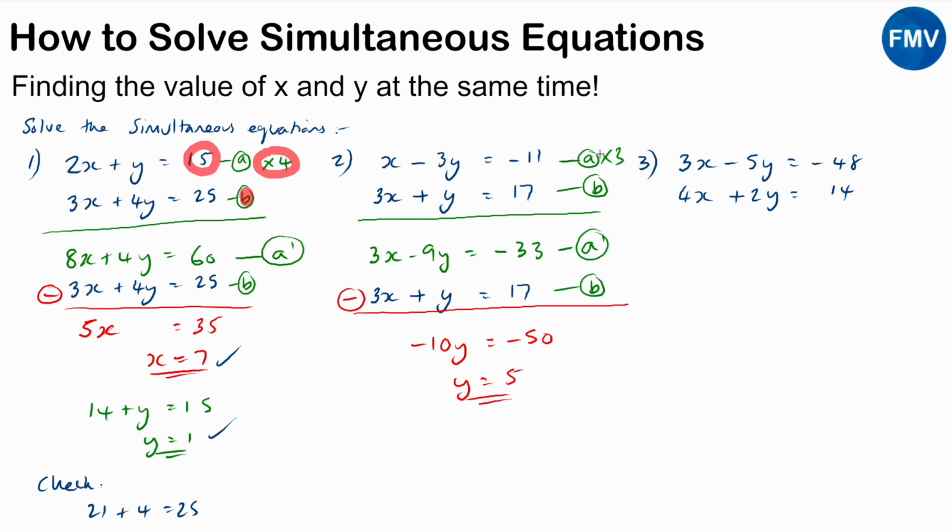Substitute the 5 back into either A or B. I'm going straight back to A. So I'm left with x minus 3 multiplied by 5 is minus 15, and that is equal to minus 11. Add 15 to both sides, x is equal to 4. Last step is just to check. I will put x and y back into equation B. So 3 times 4 is 12, y is just 5. 12 plus 5 is 17. Did equation B equal 17? Yes, it did. So I know that 4 and 5 are correct.